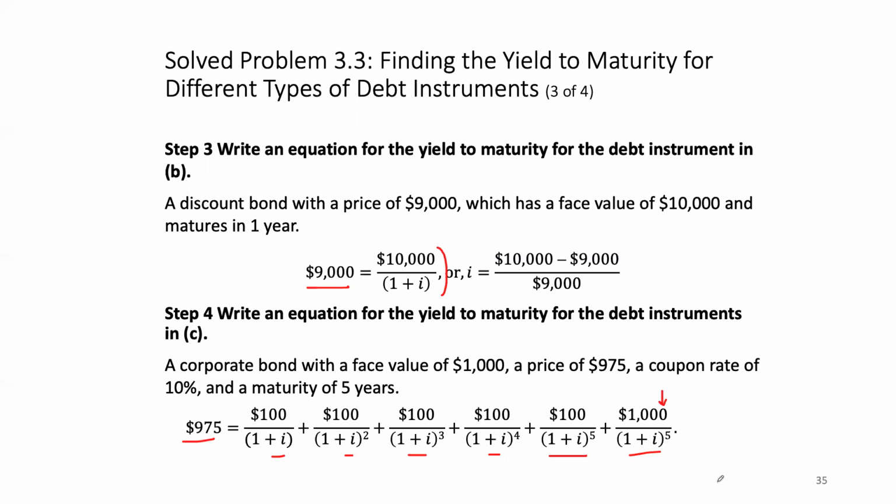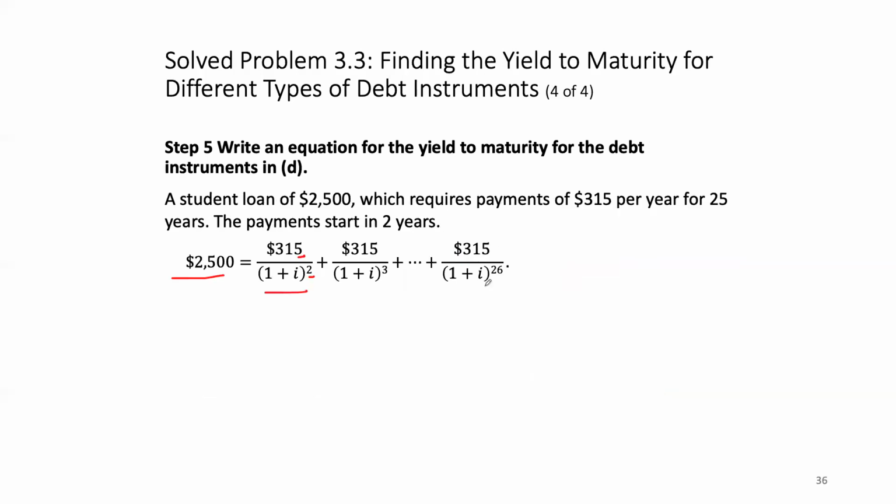Okay. So in a practical sense, how do I calculate I? This is a fifth order polynomial. It's just very difficult to calculate this by hand. So we generally end up using some kind of a calculator or an Excel spreadsheet to do this. Same thing here. Okay. All right.